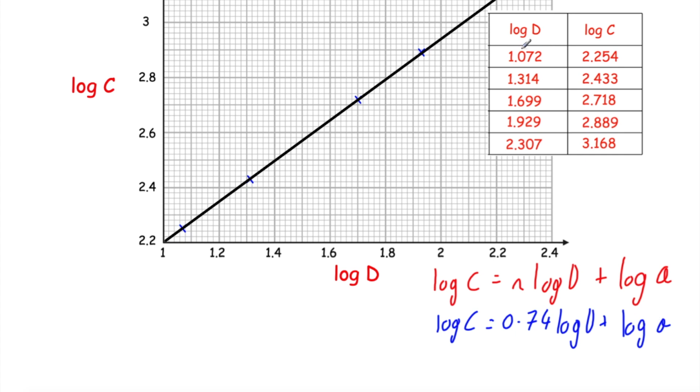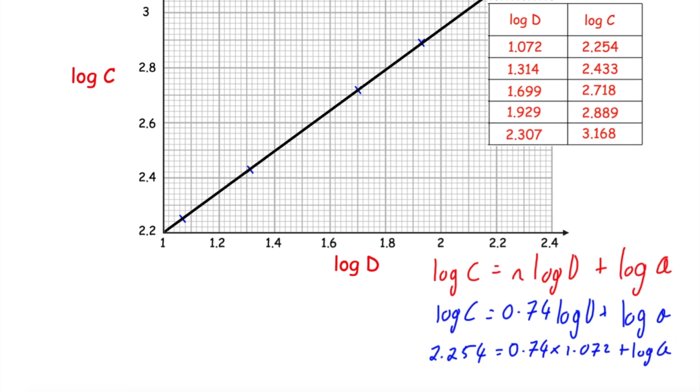Well, let's choose one of our points. Now, this line passes through all the points, so I could choose any of them. I'm going to choose the first one here. So we've got that log d is 1.072 and log c is equal to 2.254. So log c, well, I'm going to have 2.254 is equal to 0.74 multiplied by log d, which is 1.072, and then we've got plus log a.